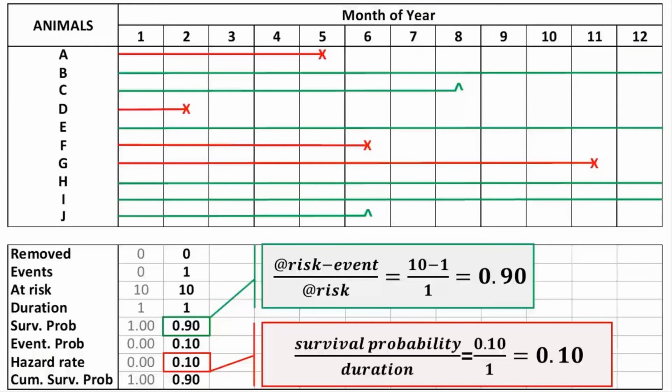the math, and we see that the removed is 0, the event is 1 because we have 1 case, and then the duration is as usual 1 month because we are checking in each month, and then the survival probability is 90%, the event probability is 10%, the hazard rate 10%, and the cumulative survival probability is 90%.